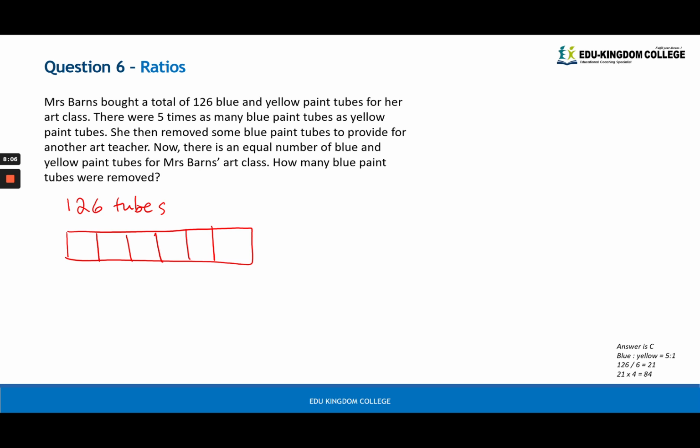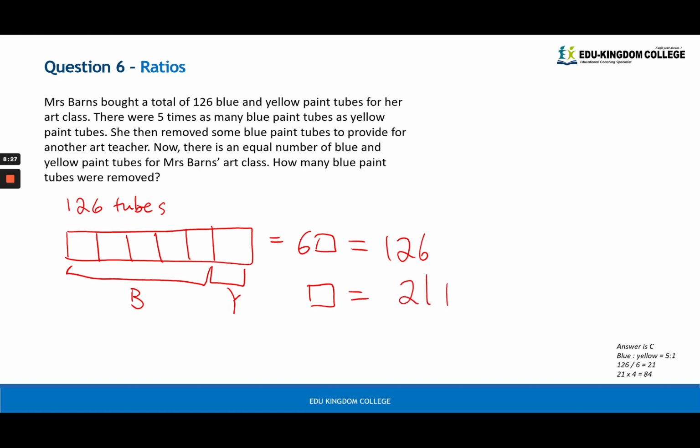We know that there are 5 times as many blue paint tubes as yellow. So if this box represented yellow, there'll be 5 of those boxes for blue. Remember, these boxes represent equal amounts. This is a total of 6 boxes, and we know this should equal 126 tubes. So each box is equal to 21 tubes. By doing that, we can now fill in our boxes. Each of these will have 21 inside.